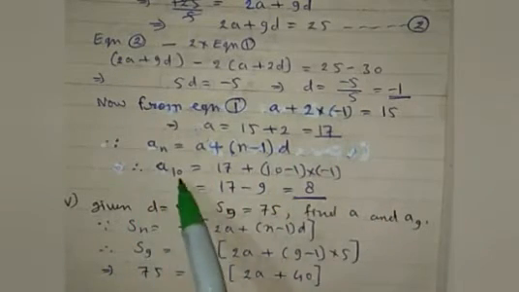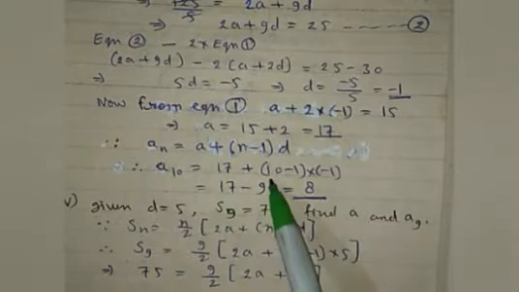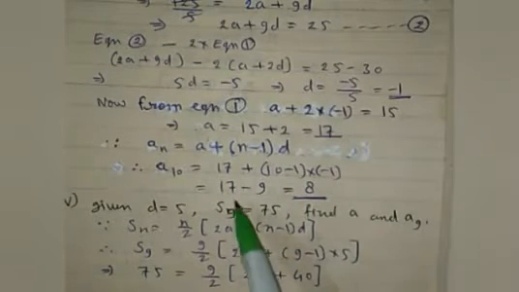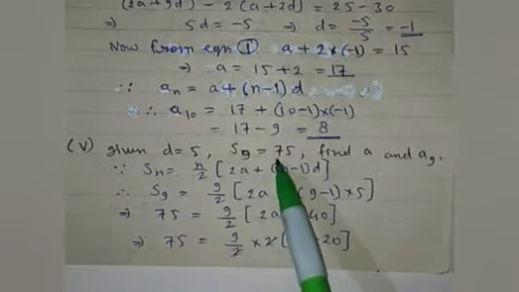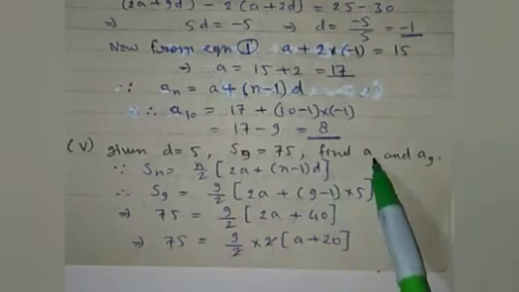Since an equal to a plus n minus 1 into d, hence a10 is equal to 17 plus 10 minus 1 into minus 1. That is here equal to 17. Here minus 9. 9 into minus 1, that is minus 9. 17 minus 9 will give 8. So a10 is 8.